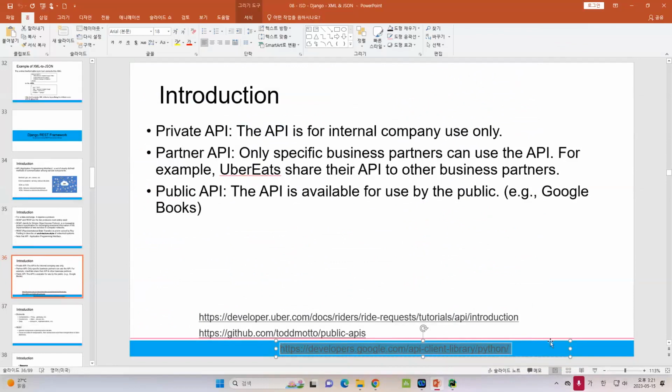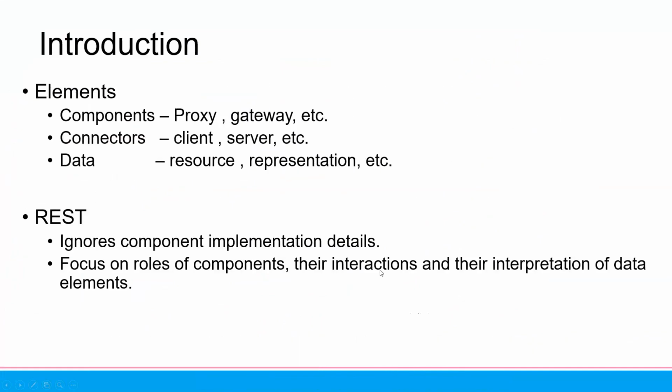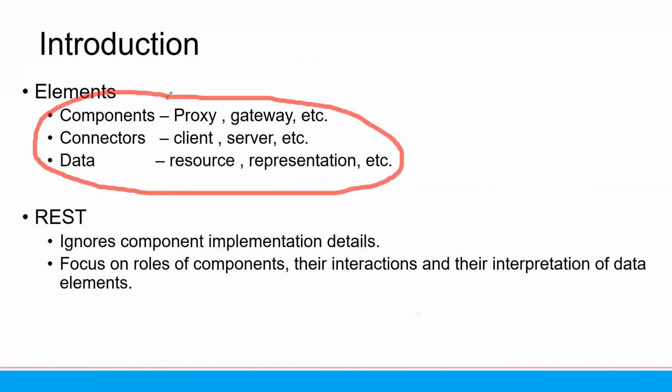Let's try to learn the details about this API. In API, we need to know about some of the elements. These basic elements are actually based on SOAP. They are available in SOAP. In SOAP, we need to define what the proxy is, what the gateway is, and then we need to understand the connectors, who is the client and who is the server. And we need to understand what the data is, meaning what the resources are and what the representations are.